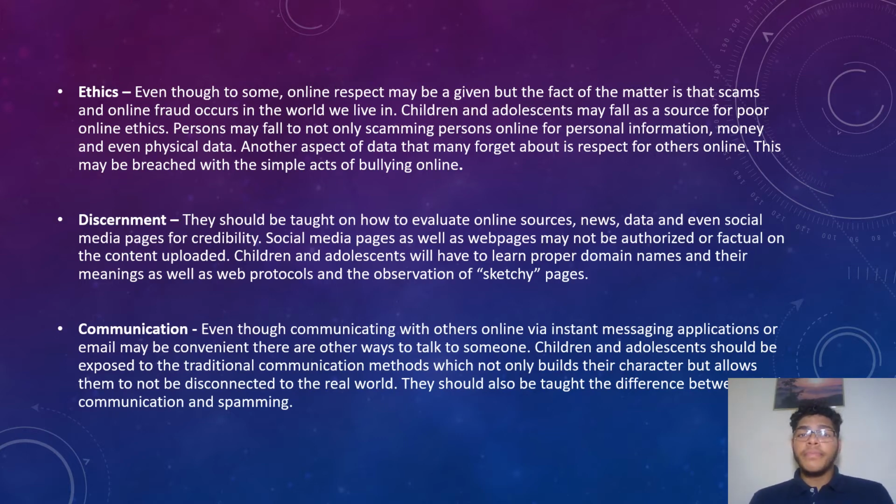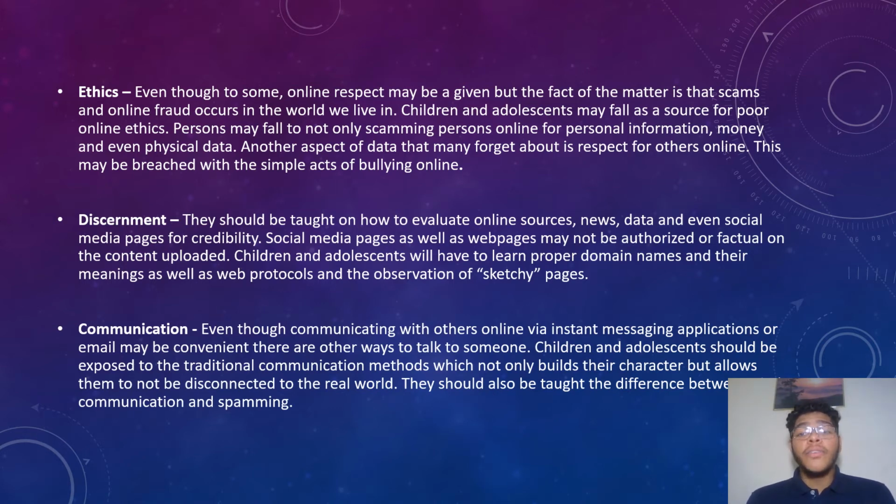Our sixth category is discernment. They should be taught how to evaluate online sources, news, data, and even social media pages for credibility. Social media pages as well as web pages may not be authorized or factual on the content uploaded. Children and adolescents will have to learn proper domain names and their meanings, as well as web protocols and the observations of what we consider sketchy pages.